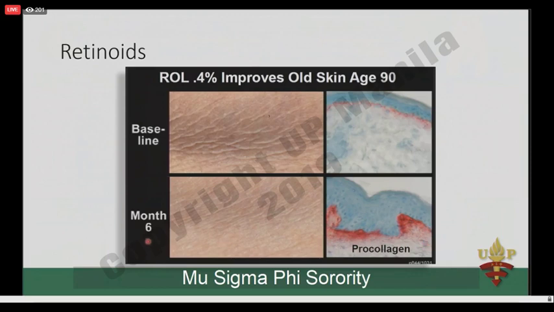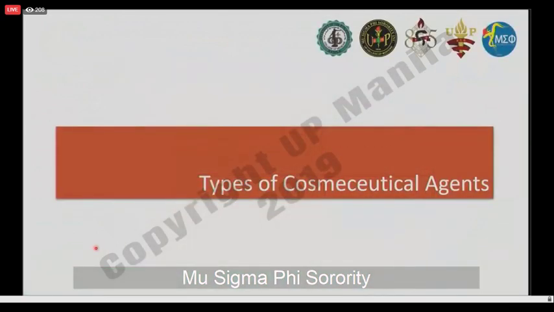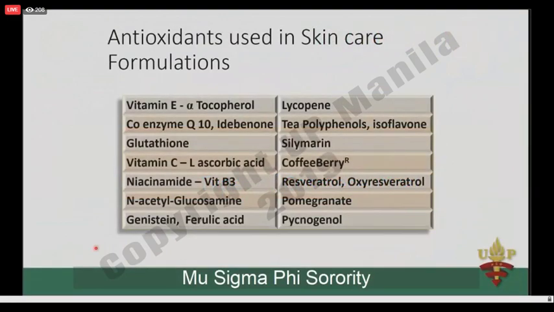But you see here, there's no miracle cure. You have to continuously use the product to get the effects. So this is baseline, and this is after 6 months. So what are the types of cosmeceutical agents? There are so many available in the market, and these are just a few of those that we see in the ingredient list of the products that we buy. Okay, so we have vitamin E, coenzyme Q10, glutathione, vitamin C, niacinamide, and so on and so forth.